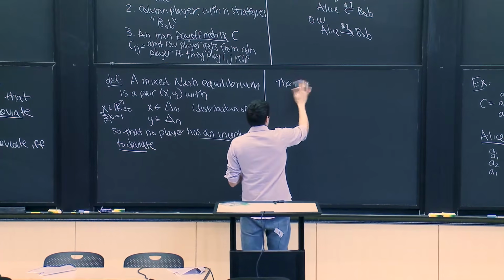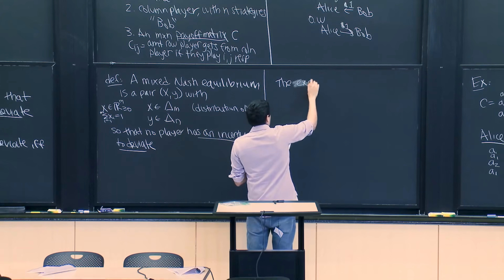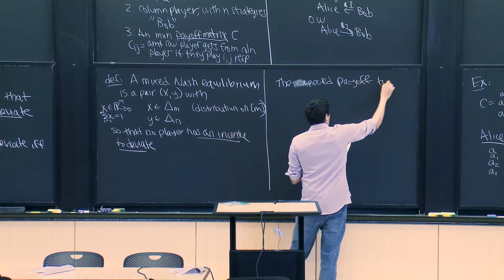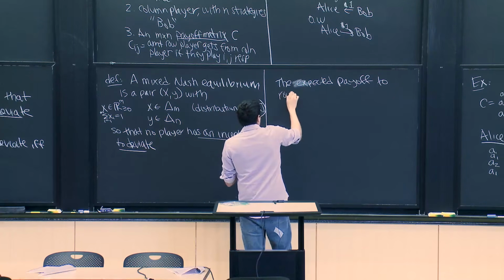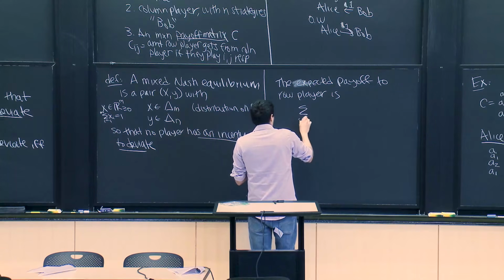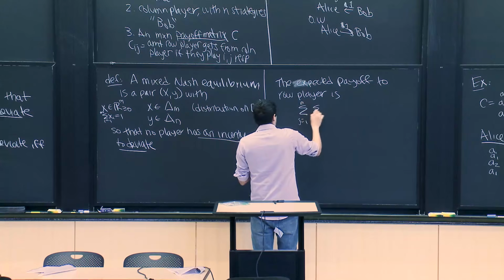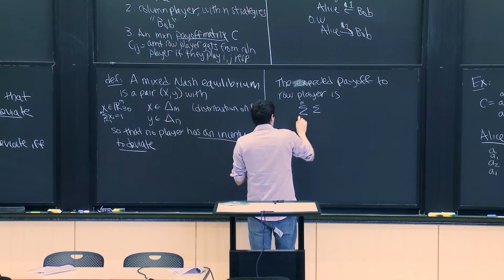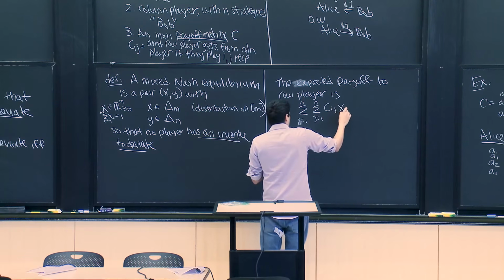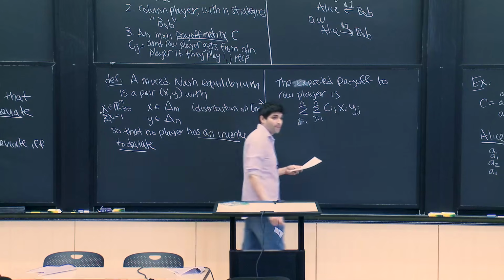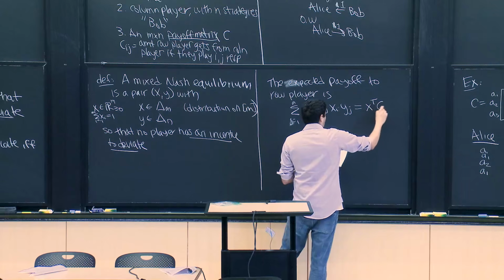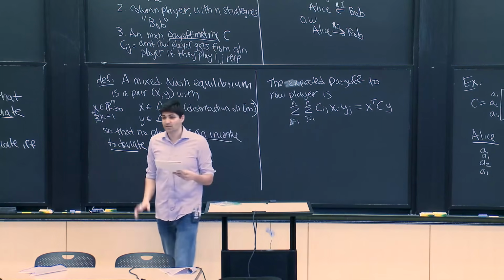Well, let's first do the following. So first of all, the expected payoff to the row player is the sum over i equals 1 to m, the sum over j equals 1 to n of Cij xi yj. And in matrix-vector notation, this is just the quadratic form of x and y on this payoff matrix C.